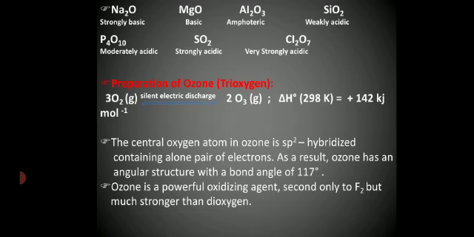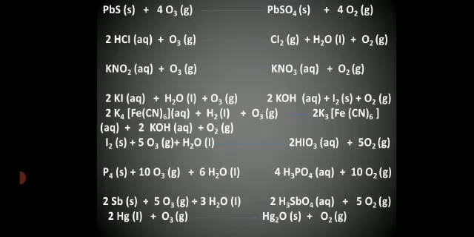Ozone is a very powerful oxidizing agent, second only to fluorine, and much stronger than oxygen. Now these are the several reactions of ozone. When PbS reacts with ozone, we get PbSO4. HCl reacts with ozone to give chlorine. Potassium nitrite reacts with ozone to give potassium nitrate and oxygen. These are all oxidation reactions of ozone. You can see it on the screen.